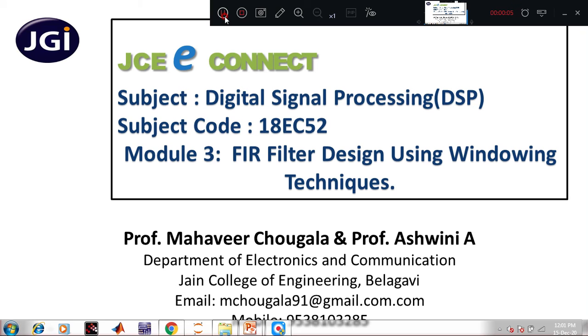We will be studying the topic known as FIR filter design using windowing techniques. In this class we will understand how to design a FIR filter and what the different types of windows are that can be used for the design of the FIR filter.